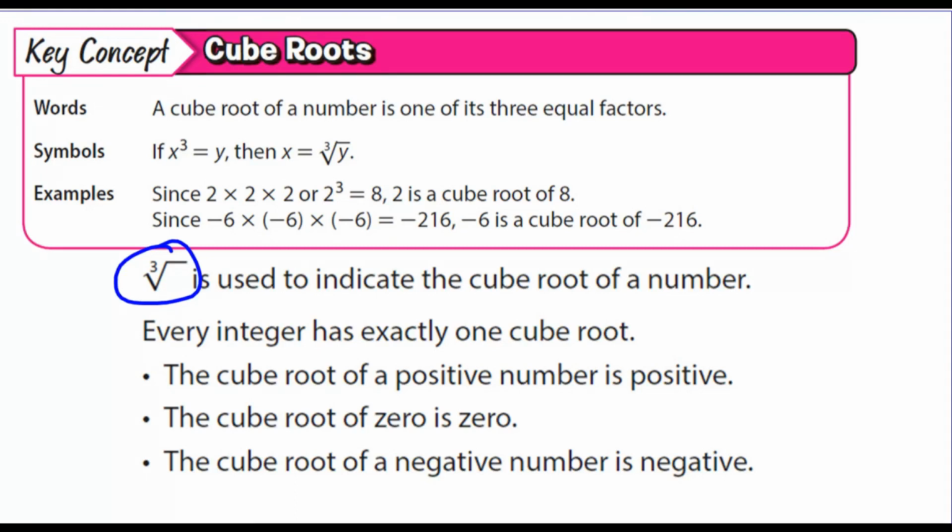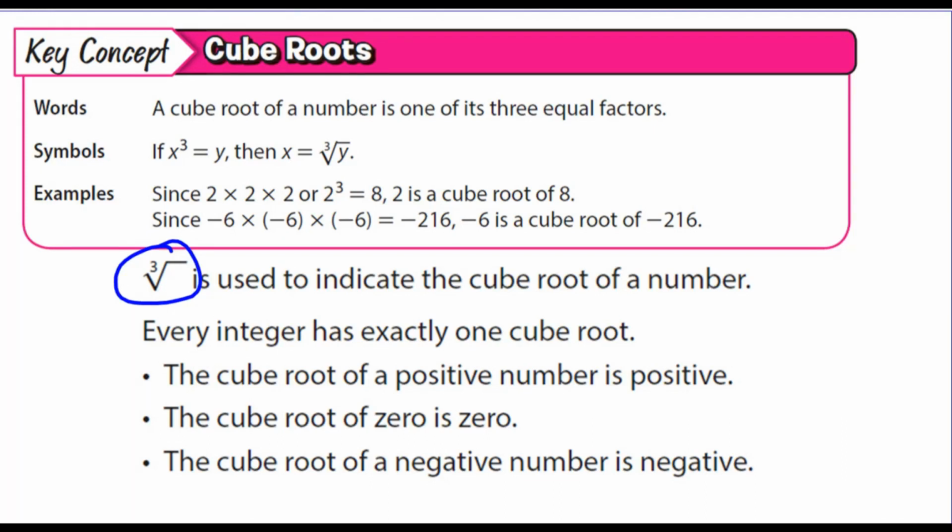It's much like the radical, but there's a little 3 up there. It kind of looks like an exponent, but it's actually a cube root. So we're asking for the third root, not the square root, to indicate the cube root of a number. And then 3 points here. Every integer has exactly 1 cube root. This is different than square roots.